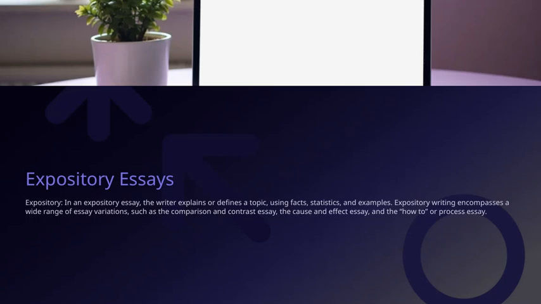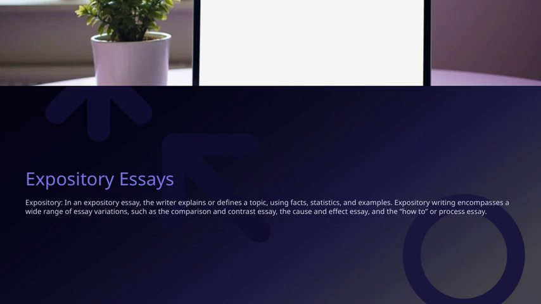All right, let's talk about expository essays. So, in this type of writing, the main goal is to explain or define a topic clearly. The writer uses facts, statistics, and examples to support their explanation, making sure the reader understands the subject thoroughly. Expository writing isn't limited to one form. It actually includes a variety of essay types.